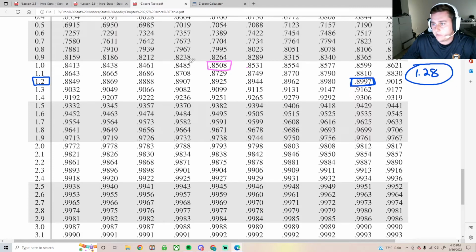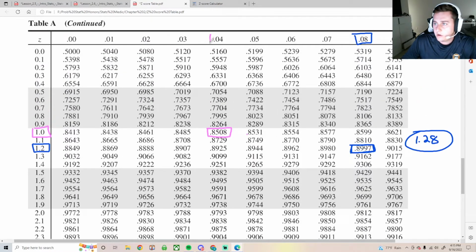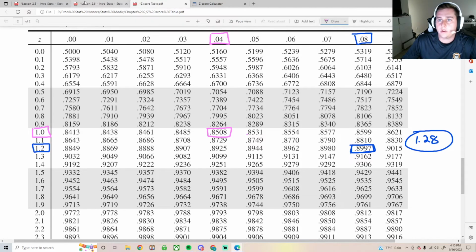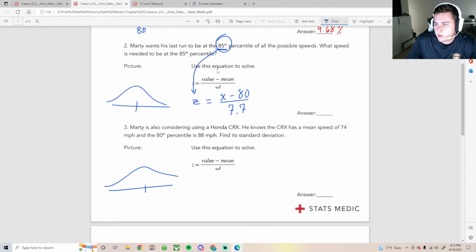0.8485. So this one is 15 away, and that one's way too high. Yeah, so we're going to go with that one. So this is 1.04. So the z-score is 1.04. And then equals, and then it's all this stuff.